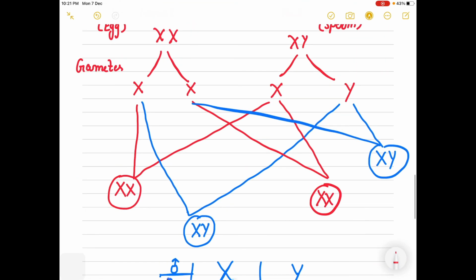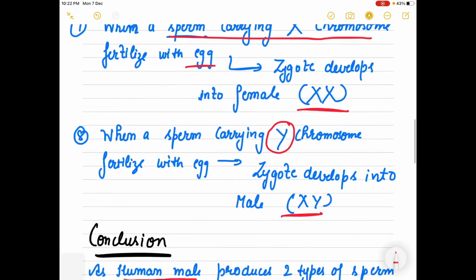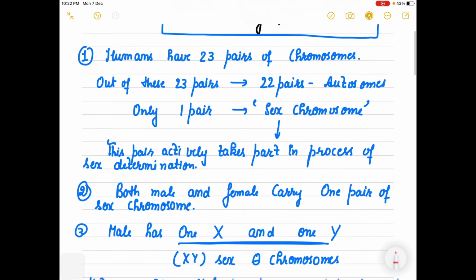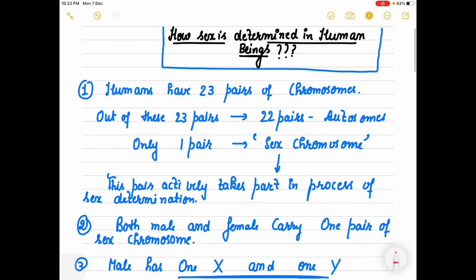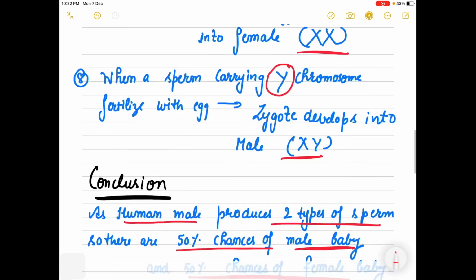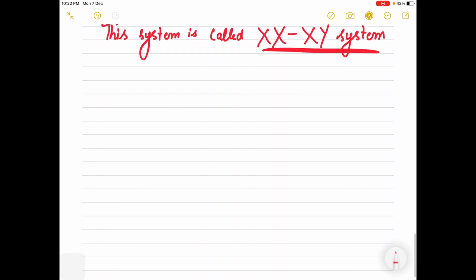This flow chart you definitely have to draw, and you have to write down all these points when you are attempting this question in your 3 marks. This is the important one. This is usually asked in the 3 marks question.